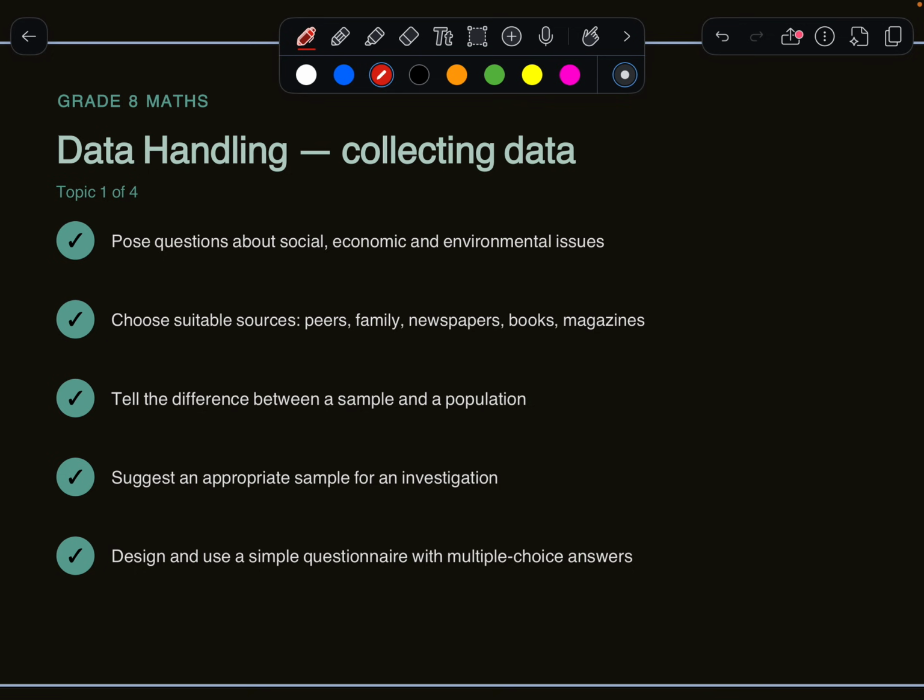You're going to know the difference between a sample and a population. So if I just asked one class what their favorite cupcakes were versus if I asked the entire population of South Africa. Looking at choosing an appropriate sample: how many people do I need to ask to get a good idea of South Africans' favorite food? Do I have to ask every single South African, or just a representative sample? And then designing and using a simple questionnaire with multiple choice.